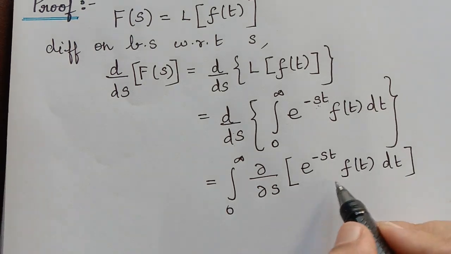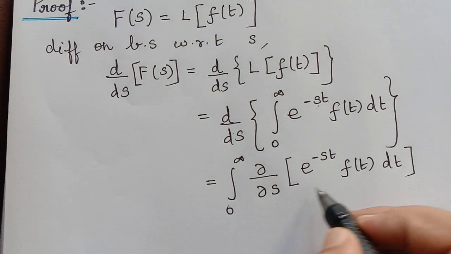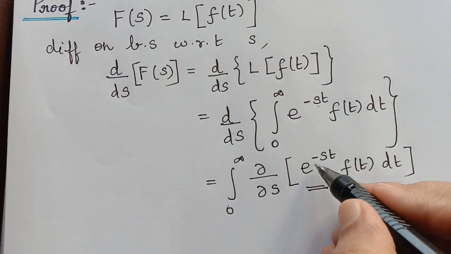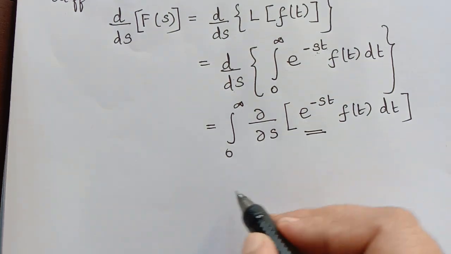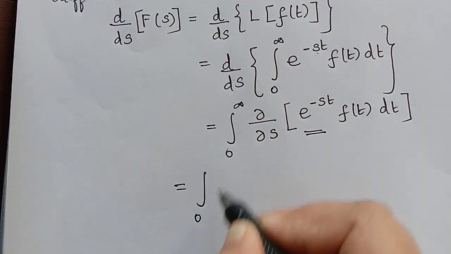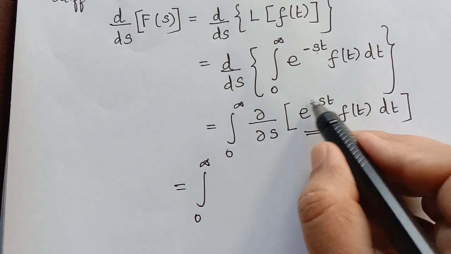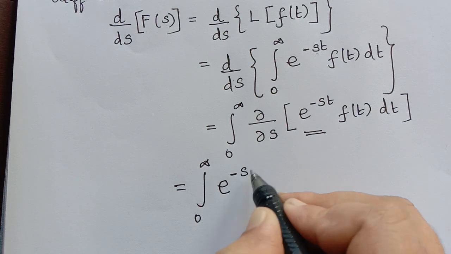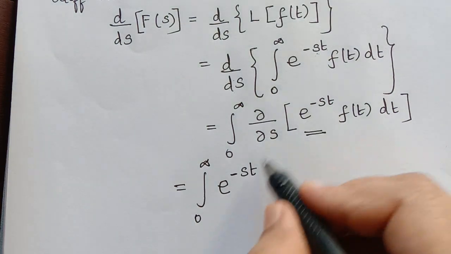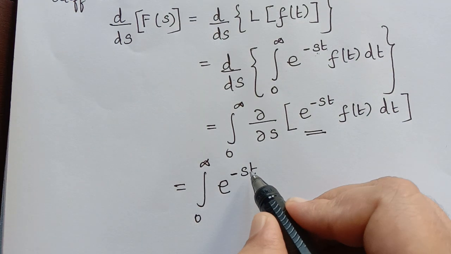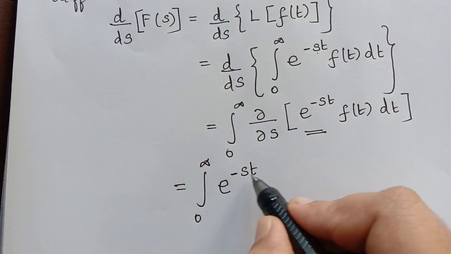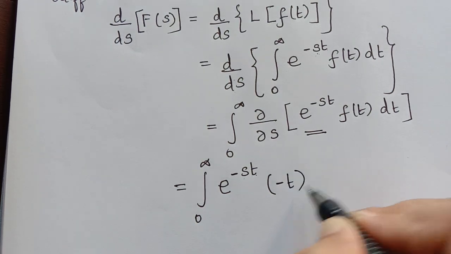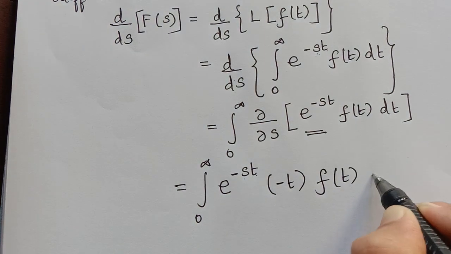Now we shall differentiate this with respect to s. So we have s only over here. So we have to differentiate only e to the power negative st with respect to s. So when we differentiate, we get integral 0 to infinity, and the differentiation of e to the power negative st is the same, e to the power negative st, and we have to multiply with the constant. So here we are differentiating with respect to s, so t will be treated as constant, so it will be multiplied by negative t multiplied by f of t dt.